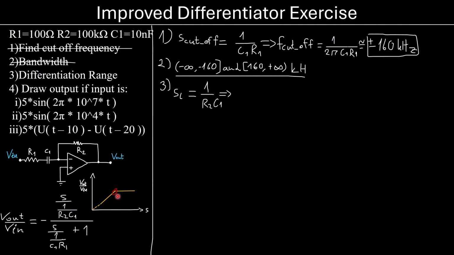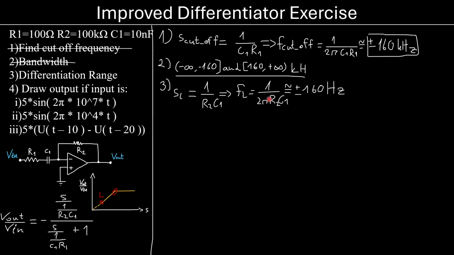Well, as we said earlier, the differentiation range is going to be between here and here. I'll name this point L, right? I'm going to say that SL is going to be equal to 1 over R2C1. This is the point where, if you remember, V out over V in is going to be equal to 1, the point from where we have an amplification of the inputs.